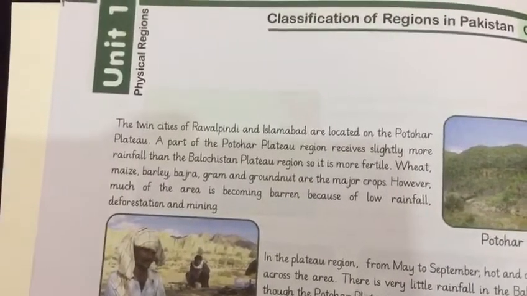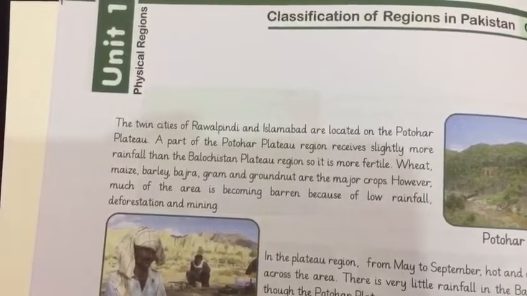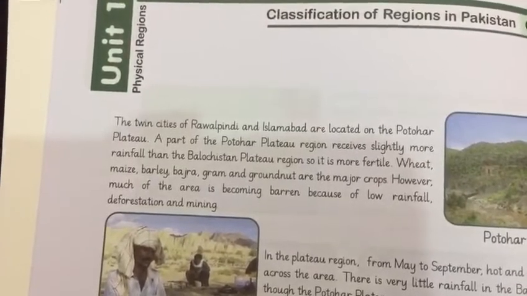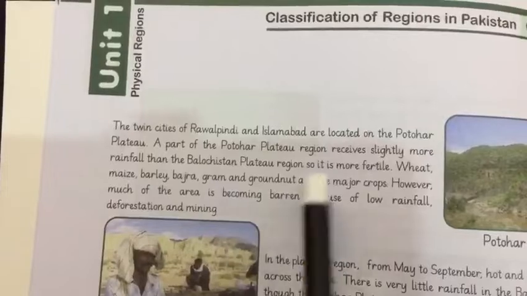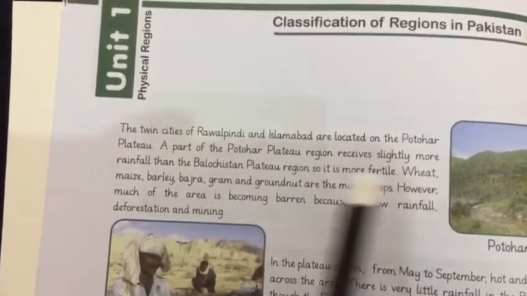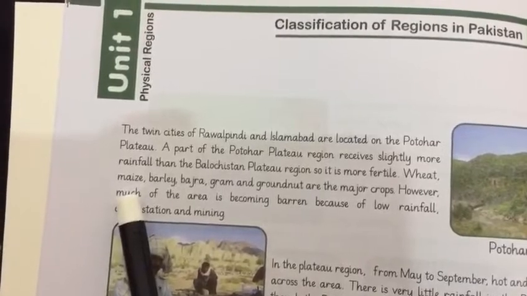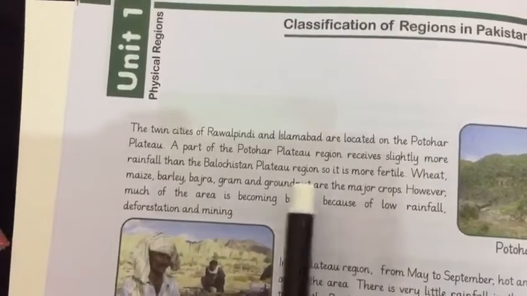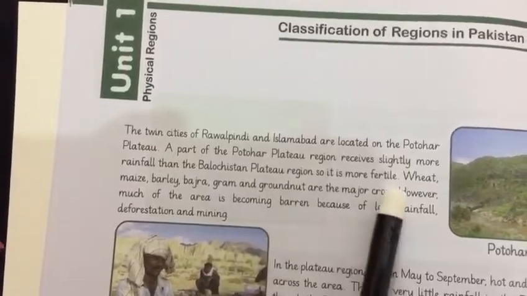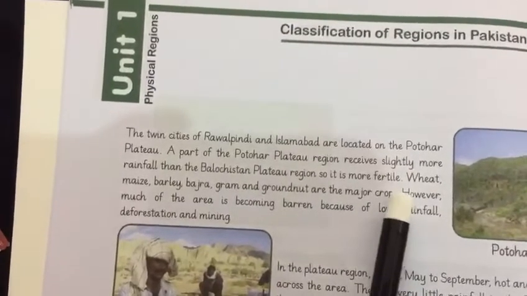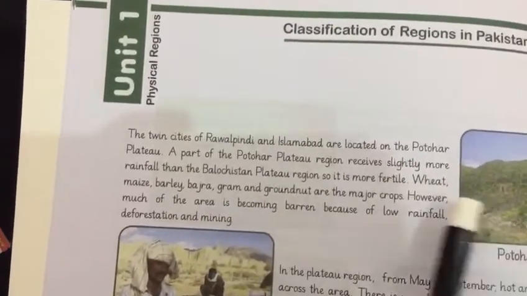The Balochistan Plateau is dry and sandy and not good for cultivation. But the Potohar Plateau receives slightly more rainfall, a little more as compared to the Balochistan Plateau. So the Potohar Plateau is more fertile as compared to the Balochistan Plateau.